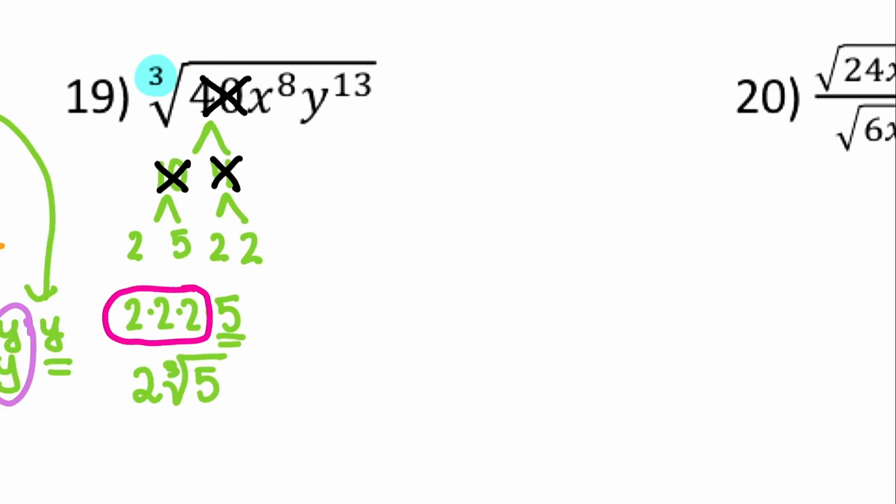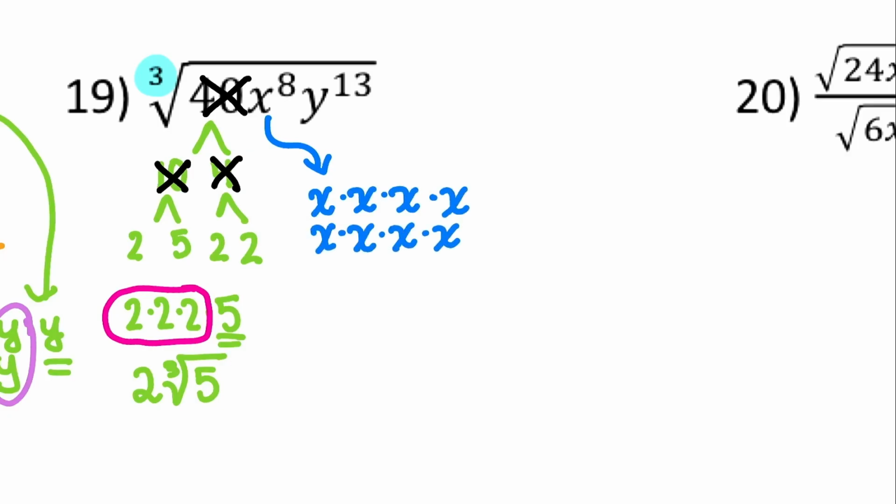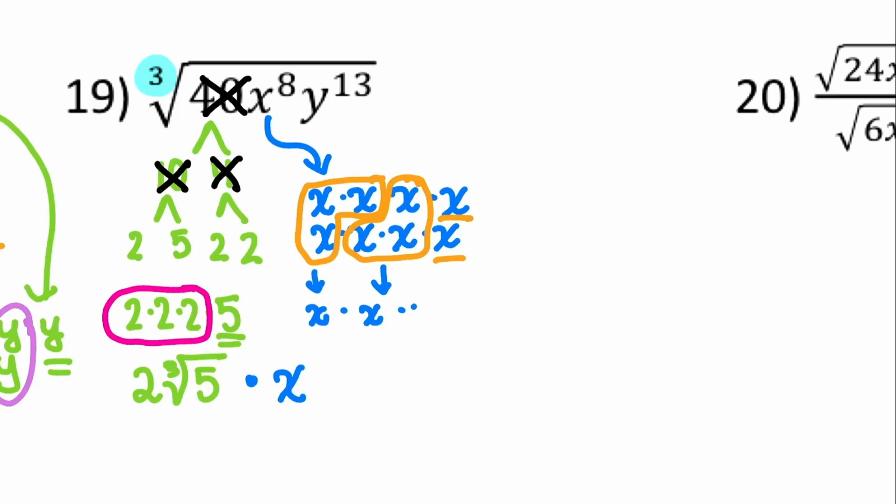Now let's do the same thing with our x to the 8th. Remember that we are thinking how many total groups of x's can we get out of this. So if we were to write this x to the 8th 8 times, and we're looking for groups of 3, we have 2 complete groups of 3 with 2 x's left over. That means that we're going to have x times x. Then inside of our radical, we will also have x times x. So this is going to be x squared times the cube root of x squared.